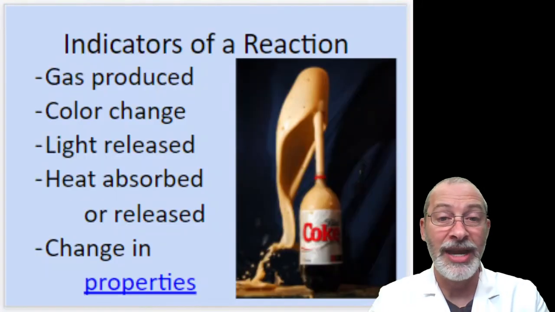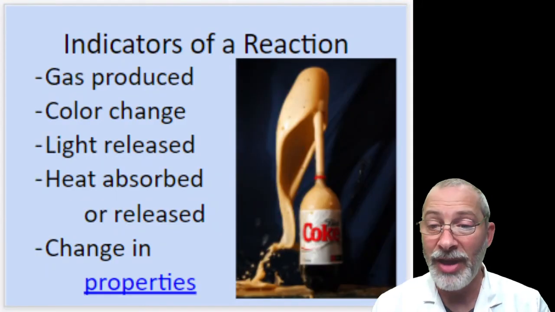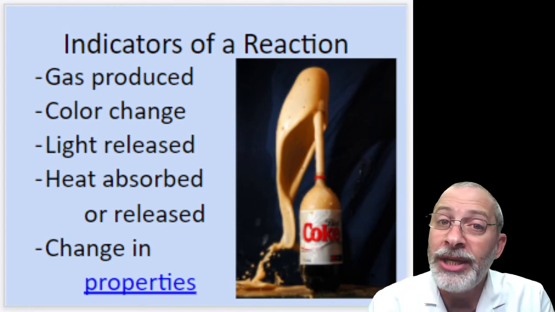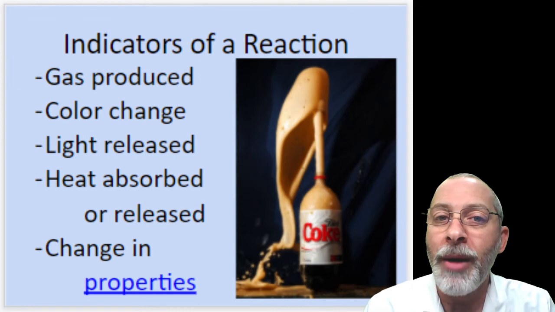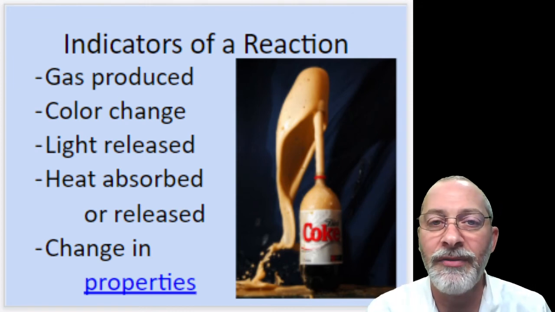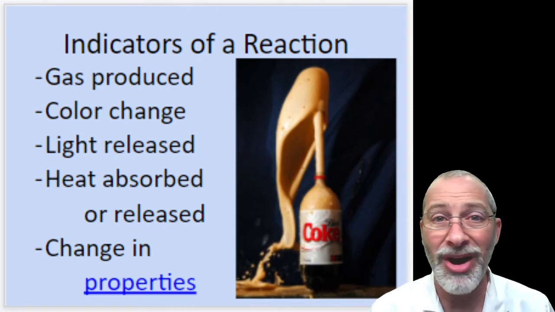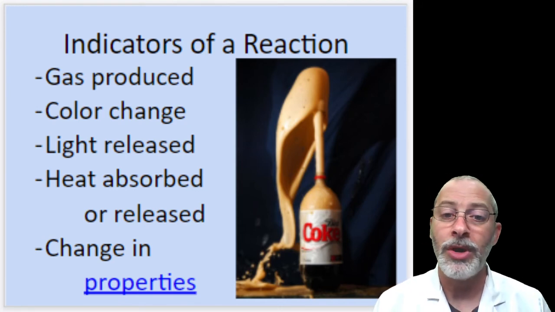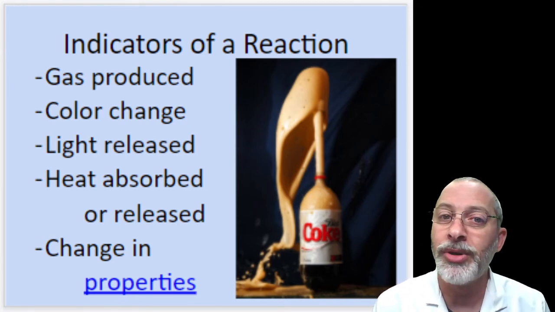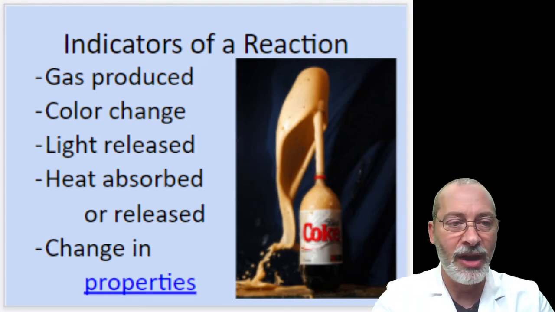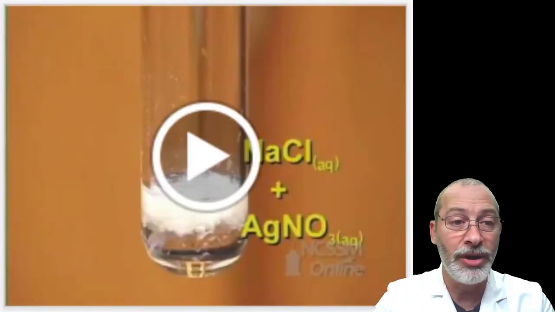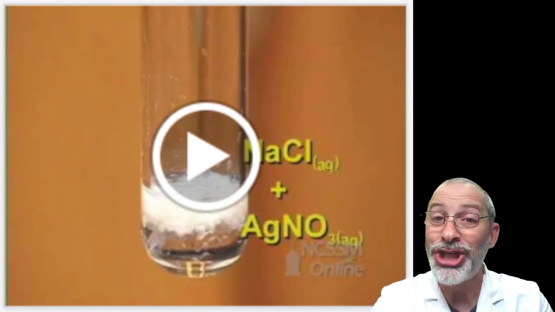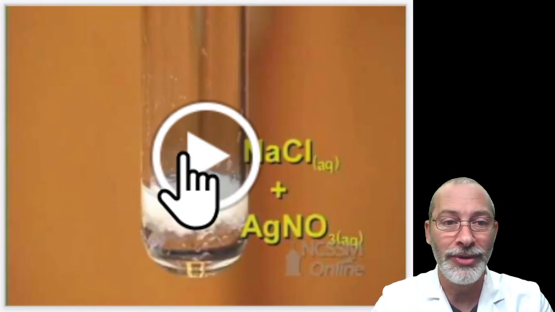All right, let's get to the next indicator of a chemical reaction, and that is a change in properties of a substance. Now, we're not just talking about state of matter or phase of matter. We're talking about change in the properties of the substances themselves. So we've got another clip here to illustrate this. So let's check it out.